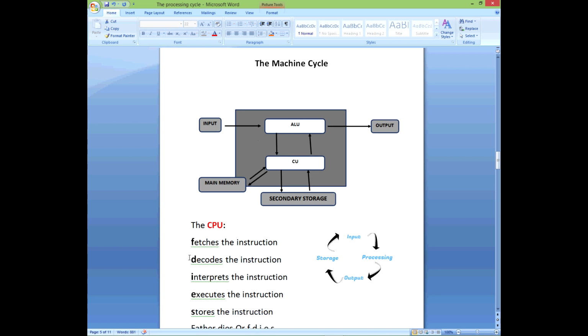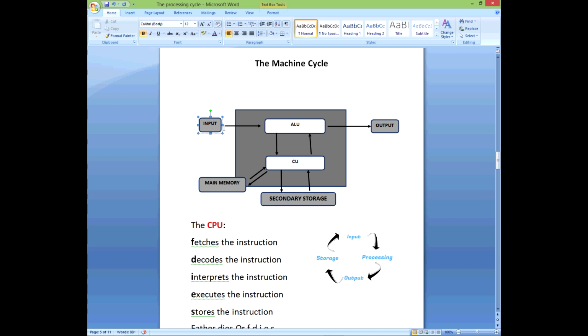So what we're looking at here now is the machine cycle. Every time you put in an instruction, every time you enter some form of data, the computer goes through this cycle. It's a more complicated one than the one above where you had input, processing, and output. It's still saying the same thing. This is just a more detailed breakdown.